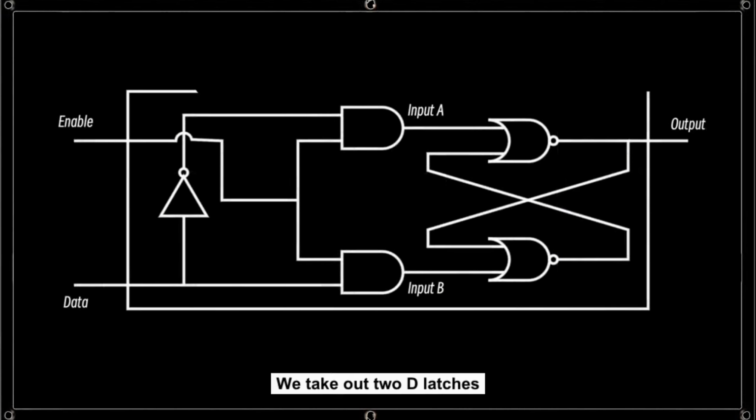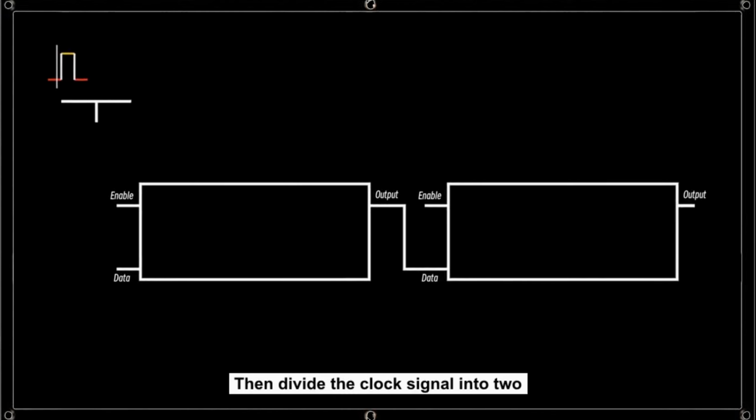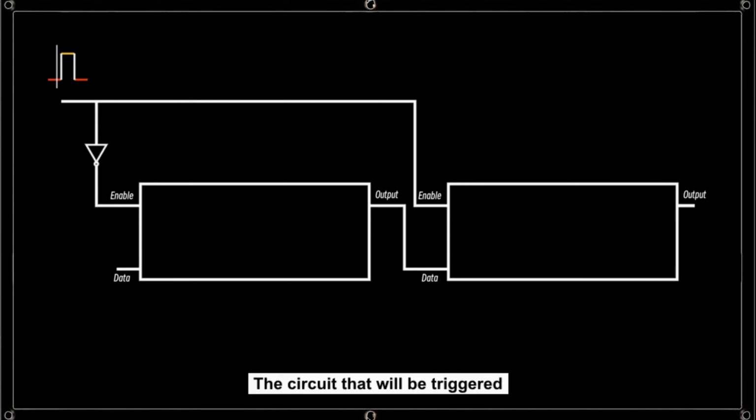We take out two D latches, connect the output of the first to the data of the second. Then divide the clock signal into two. One line connects directly to the enable of the second D latch. The other line first passes through a NOT gate. Then it connects to the enable of the first D latch. At this moment, this circuit is one that triggers only on the rising edge of the clock signal. So how does it work?